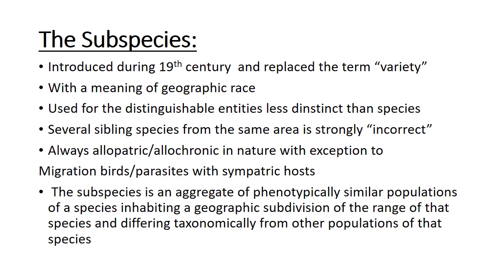Subspecies are always allopatric and allochronic, and if taxonomists report subspecies from the same area, it means that there is a strong chance of incorrect usage of the term, with the exception of migratory species and parasites, where sympatric subspecies can be found.